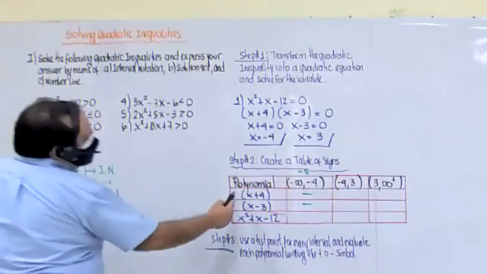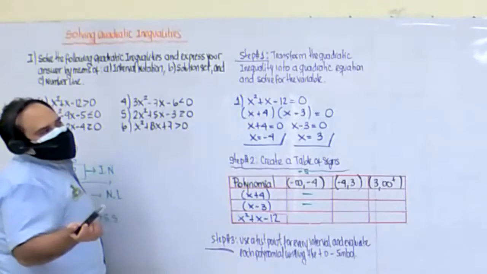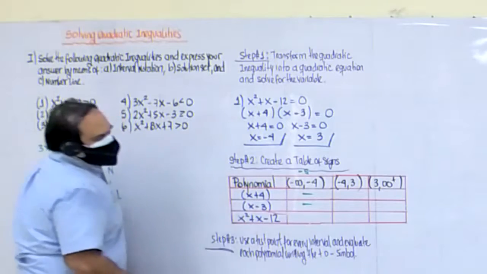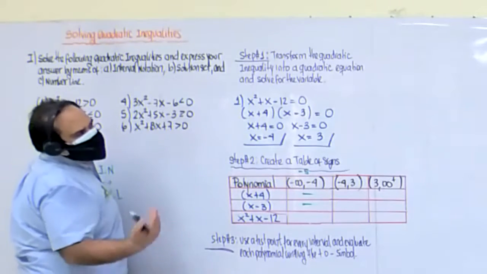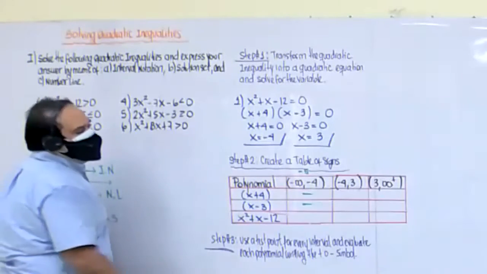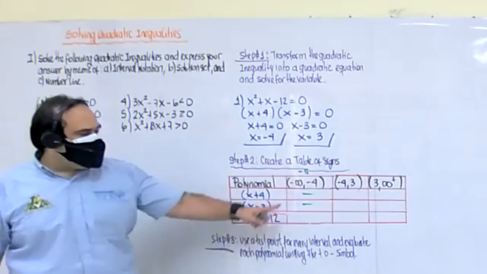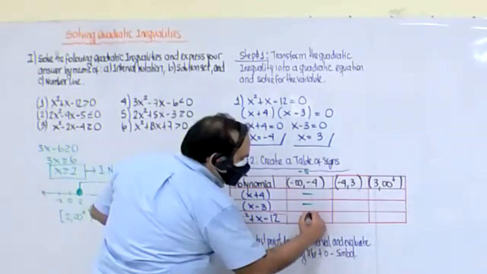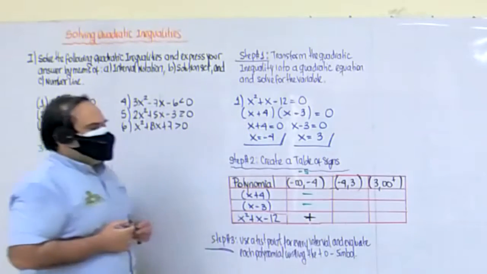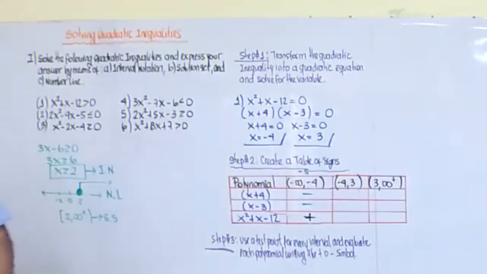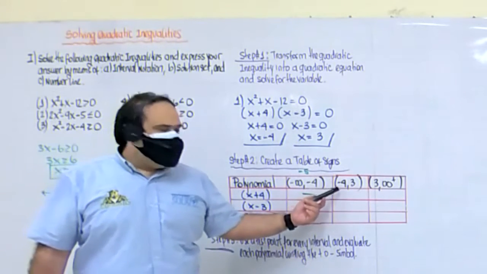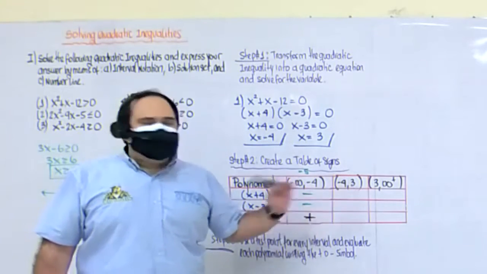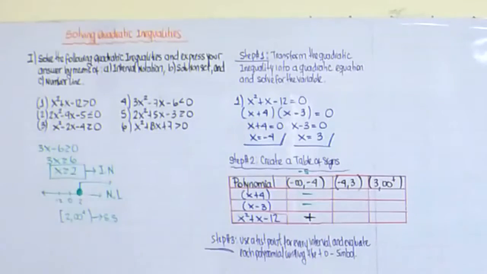For example, negative 10 plus 4 is negative 6. I don't care about the number, I do care about the sign, negative. Negative 10 minus 3 is negative 13. I don't care about the number 13, I care about the sign. And because I have negative times negative, the answer will be positive. That's why it's called the table of signs. That's it. For example, in the second column, we have the interval between negative 4 and 3. Choose one number between negative 4 and 3.